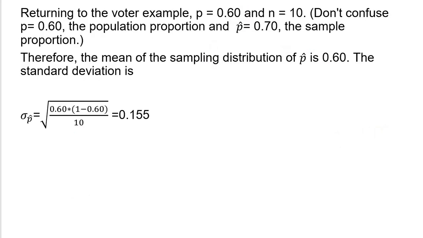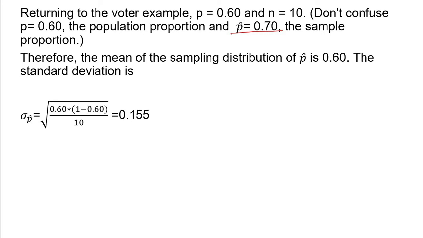Returning to the voter example, we have the population proportion, 60%. We have the sample size, n is equal to 10. Please don't confuse p with p hat. P hat is the sample proportion. The sample proportion, usually we use p hat for that, is basically when you take a sample out of the population and then compute a certain proportion.